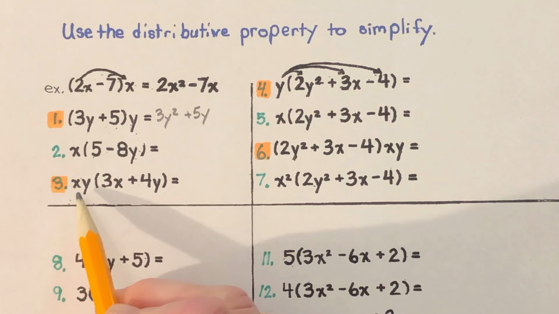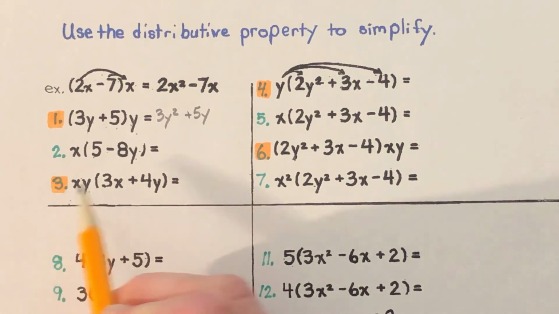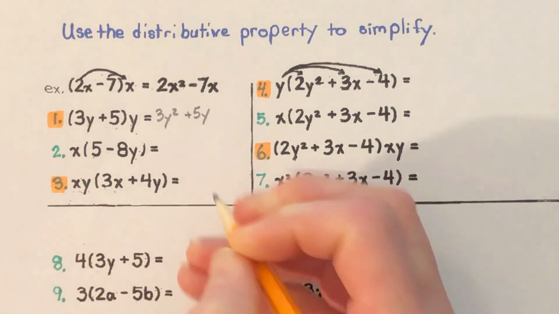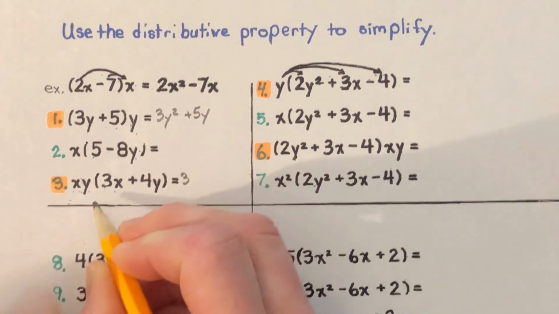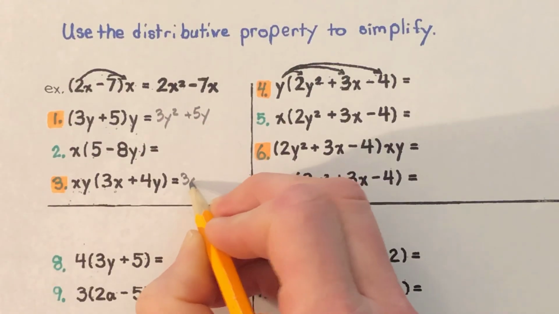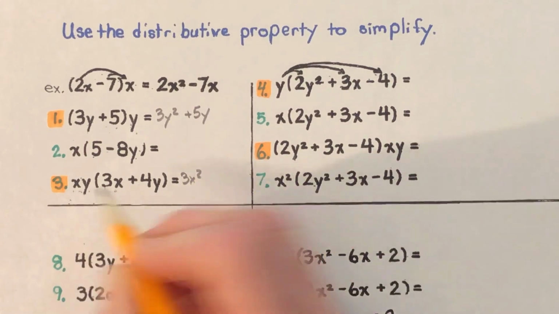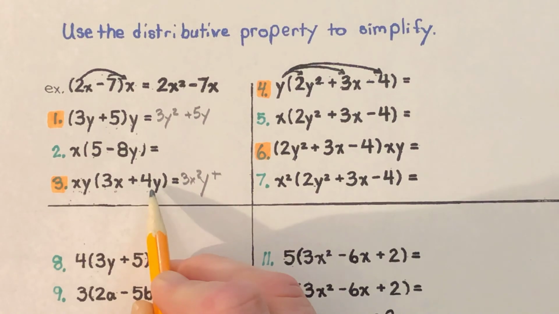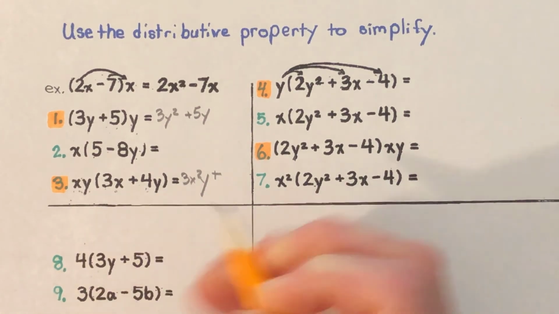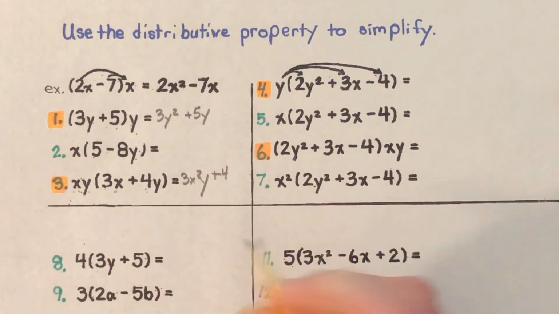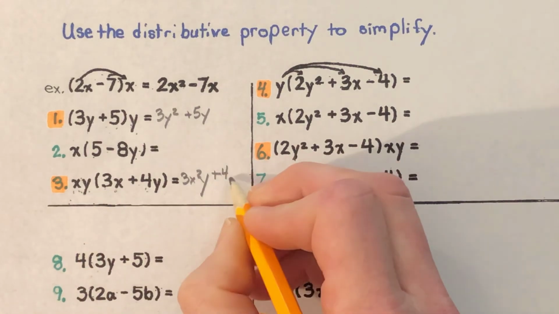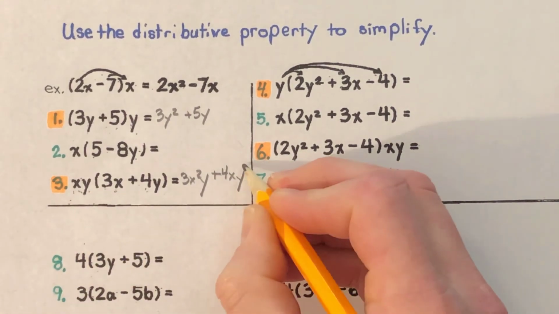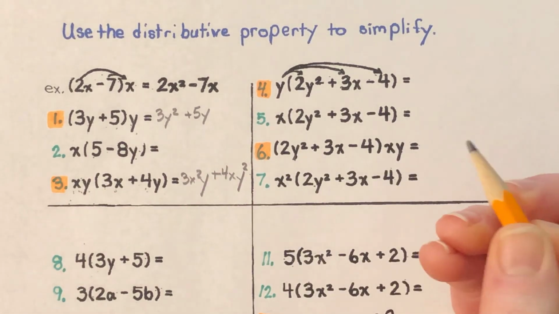Number 3, you've got an x and a y. So xy times 3x is 3, you've got 2 x's, so that's x squared y, plus 4xy times 4y. So we get 4x, and then you've got 2 y's, so it's y squared. There you go.